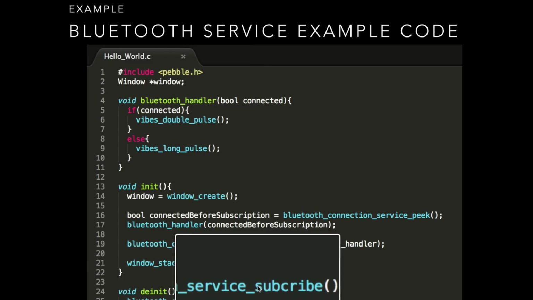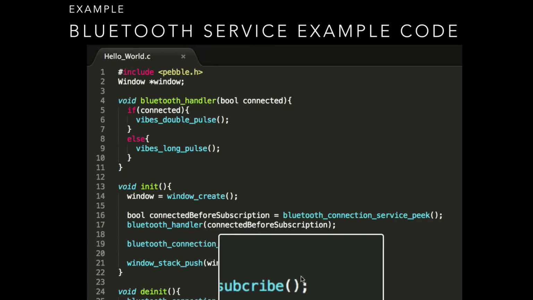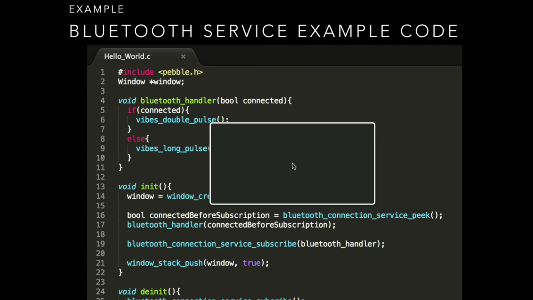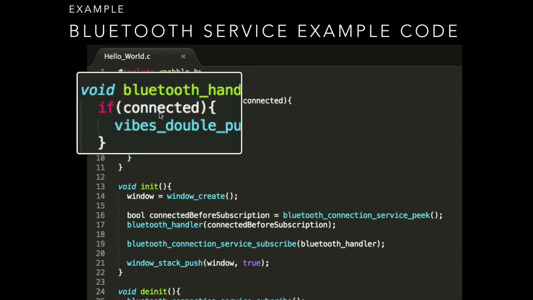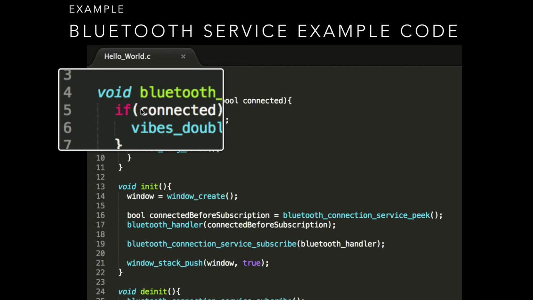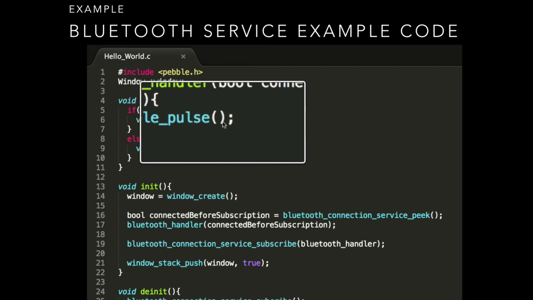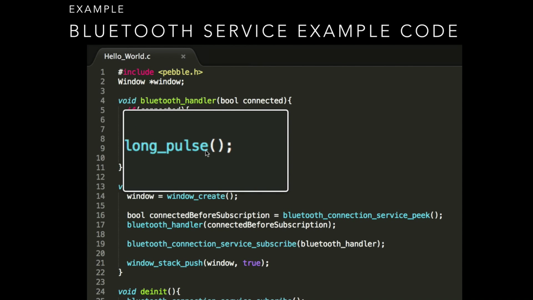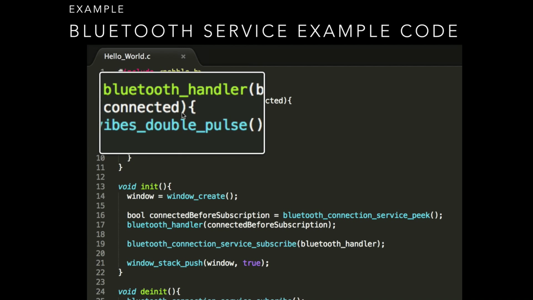Oh, that should say unsubscribe. I missed out on the un part there. Sorry about that. But the unsubscribe function doesn't have any parameters. You just call it, and it does everything for you. So if you're not familiar with Booleans, we'll just go over this quick. If it's connected, then it will do a double pulse. Otherwise, it will do a long pulse. Very simple. It's true or false.